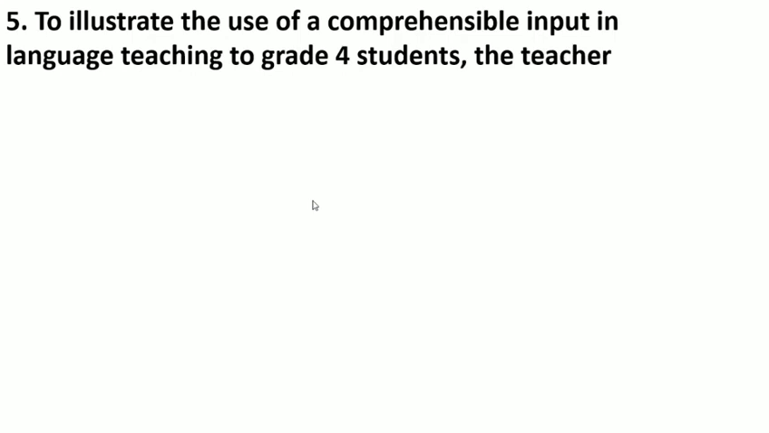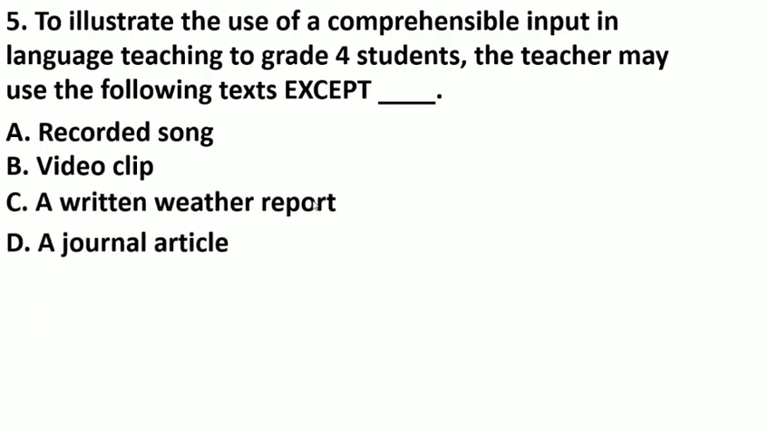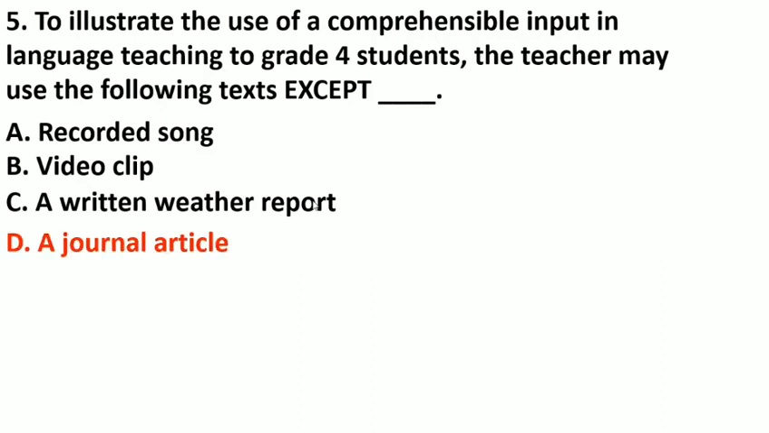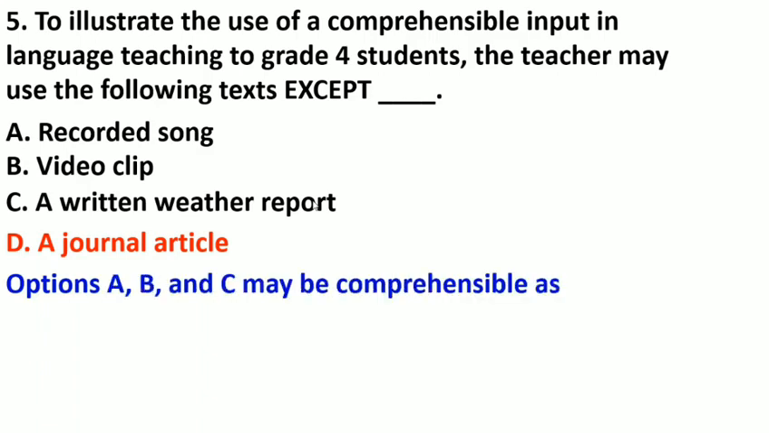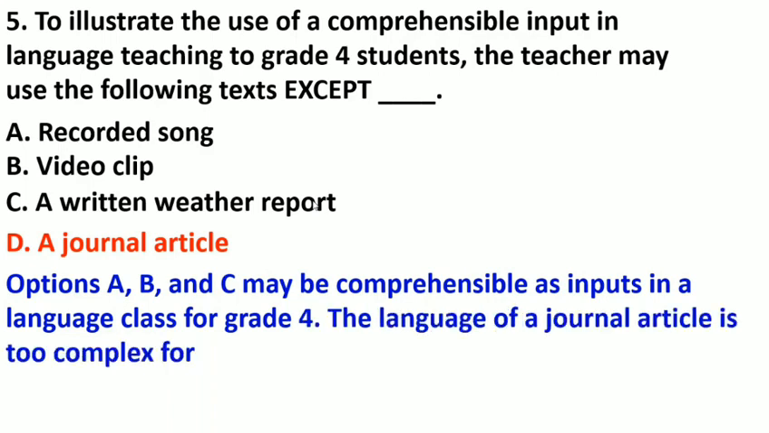To illustrate the use of comprehensible input in language teaching to grade 4 students, a teacher may use the following texts except A. Recorded song, B. Video clip, C. A written weather report, and D. A journal article. The correct answer here is option D. A journal article. Options A, B, and C may be comprehensible as inputs in a language class for grade 4. The language of a journal article is too complex for a grade 4 pupil.